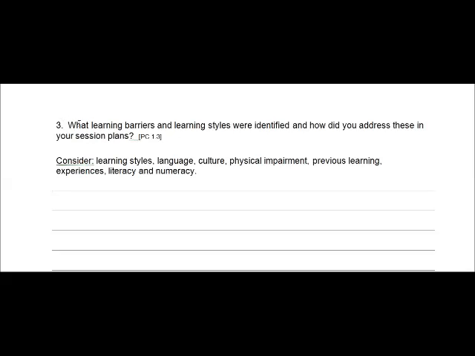Number 3 is, what learning barriers and learning styles were identified, and how did you address these in your session plans? Learning barriers could be noise, if you're training in a noisy environment, it could be time constraints. Learning styles could be people who prefer to learn hands-on or visually. So there's a few examples here in terms of things that you should be thinking about.